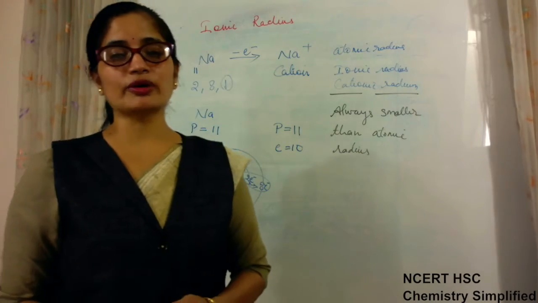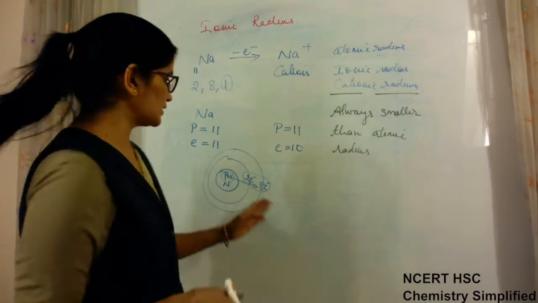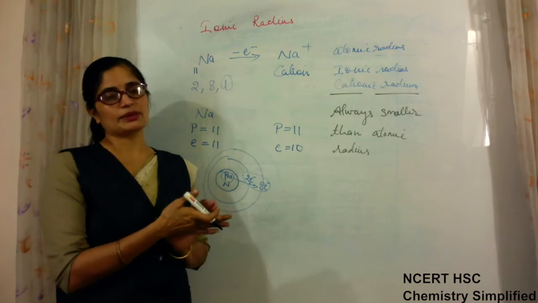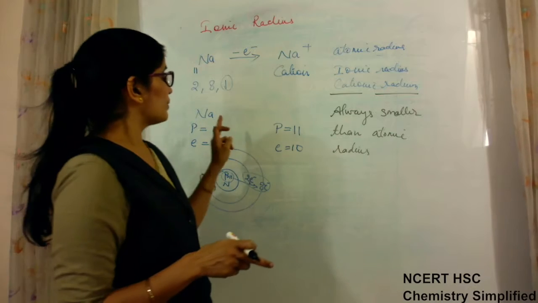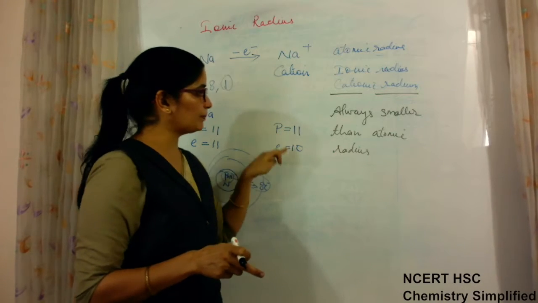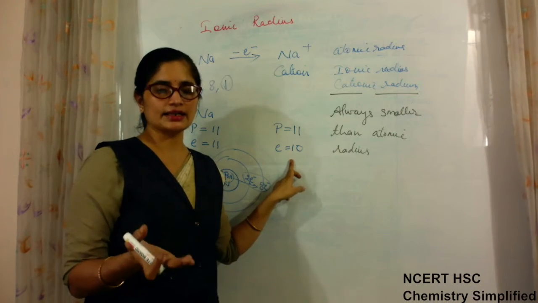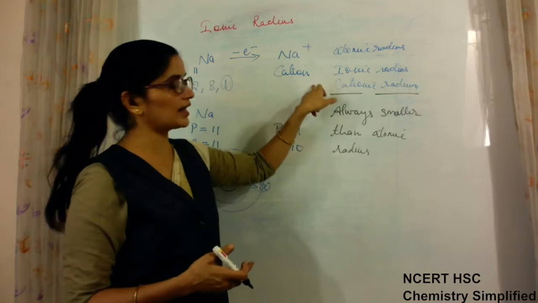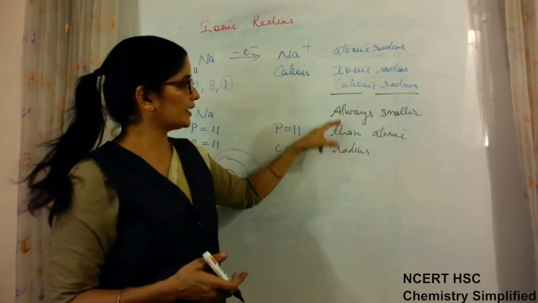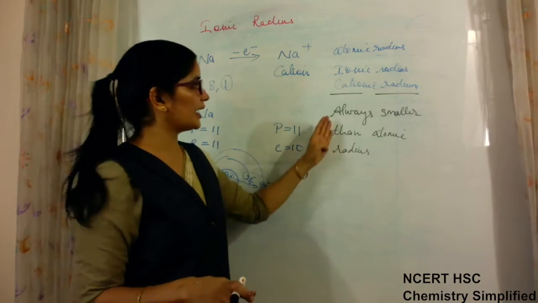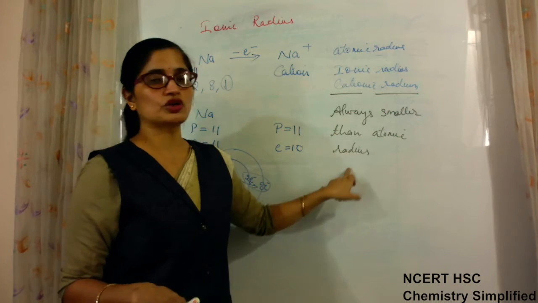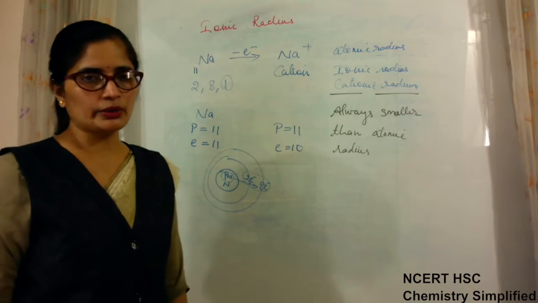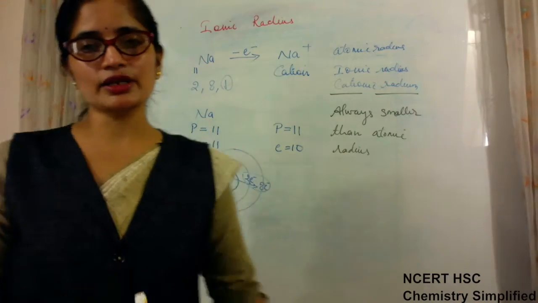What reason will you give for this? You will not give the reason that the shell disappeared so the size became less. This is wrong reasoning. The correct reasoning is that more protons are pulling fewer electrons in a cation, hence the atomic size reduces, and cationic radius is always smaller than the atomic radius of a particular element. This was the case of sodium.